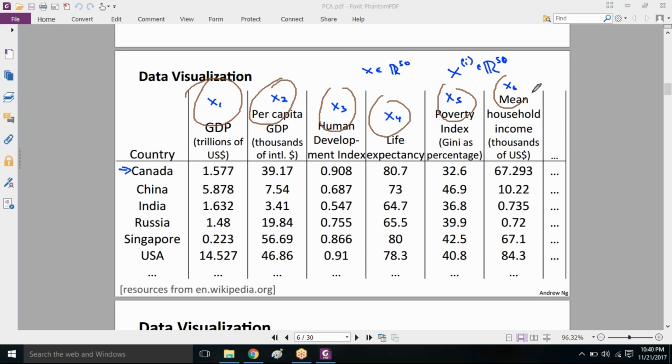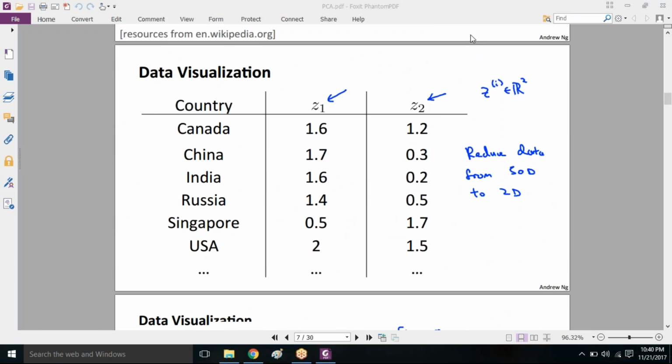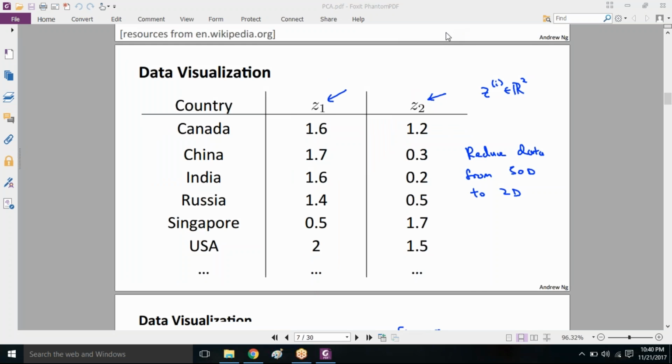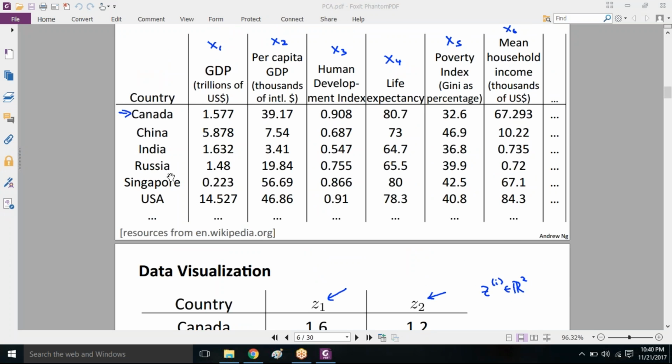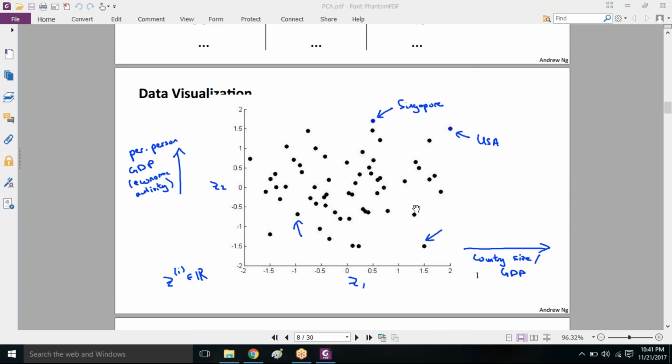Six features. Basically, this matrix, you can apply PCA and you can form two-dimensional data. Same data for the same six countries, six-dimensional data converted into two-dimensional. Now you can visualize this data, right? Because it is in two dimensions, visualization becomes easy.